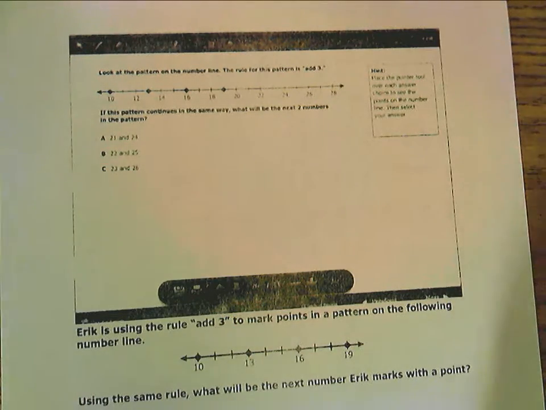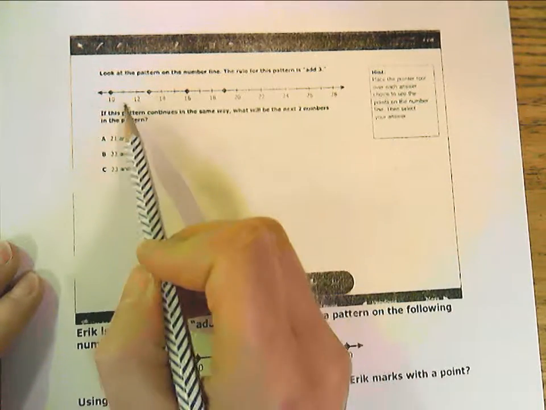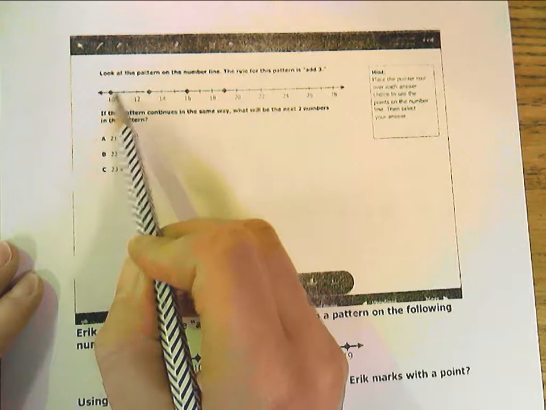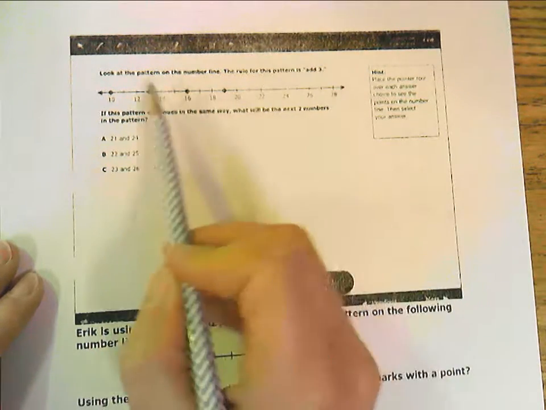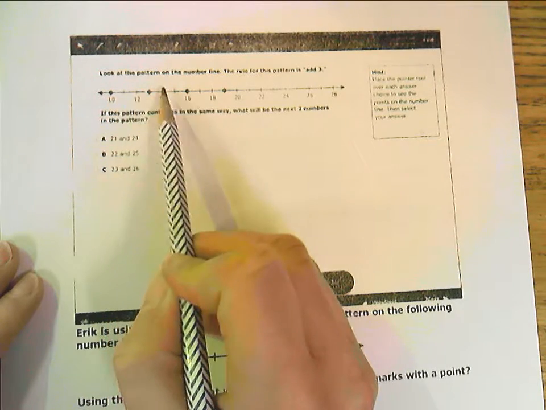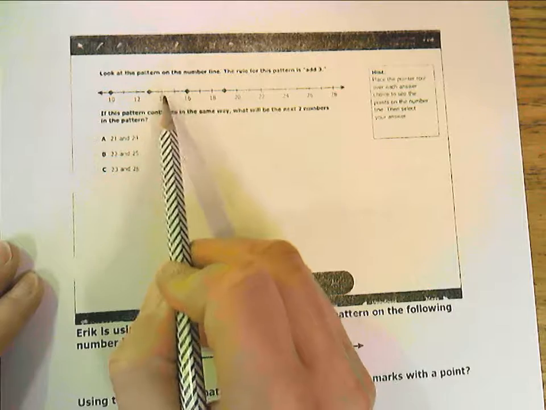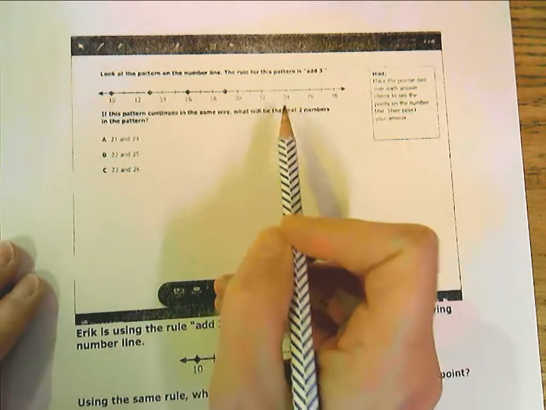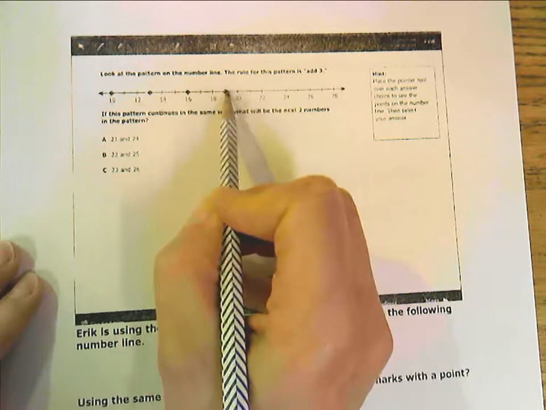Okay, I want to show you another kind of pattern question that you might see on a test this year, and that's patterns on a number line. I want to show you this question because you can see this number line is counting by twos: 10, 12, 14, 16, 18. There's actually a line marked for every counting by one number: 10, 11, 12, 13, 14. But what you actually need to pay attention to is the numbers that have points on them.